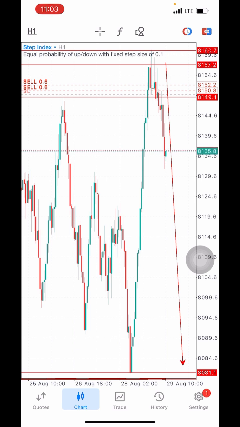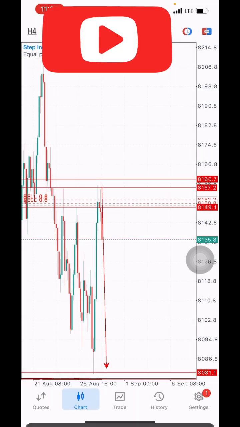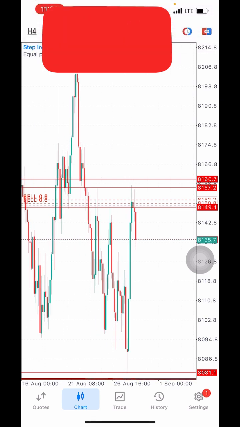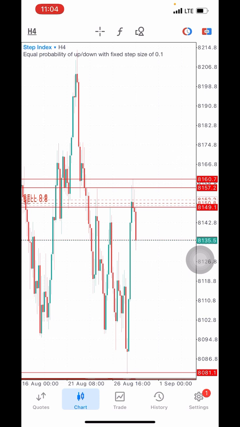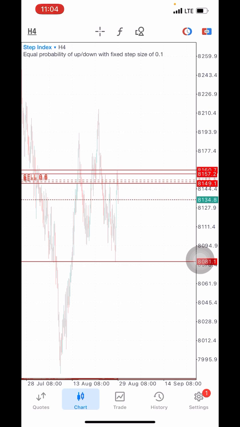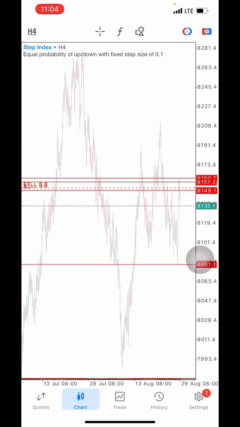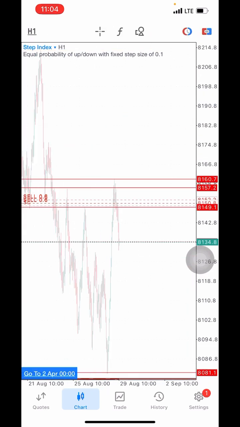Okay, so first of all, this is how I start my analysis. I always want to know the overall market direction. Where is the market going? If you're a new person and you don't really know how to read the chart perfectly well, the first thing you need to do is something like this. When you do this, you can see we are in a downtrend. The market is actually going down.